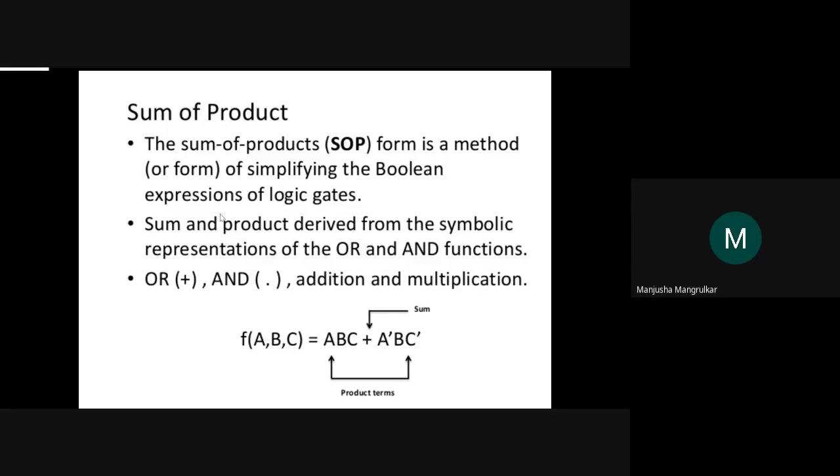Sum and product are derived from the symbolic representations of the AND and OR functions. It has only the AND and OR functions, right? The OR function means plus sign and the AND function means dot sign. That is, plus sign means add and dot sign means multiplication. Add means sum and multiplication means product. So first we'll take this sum of product.